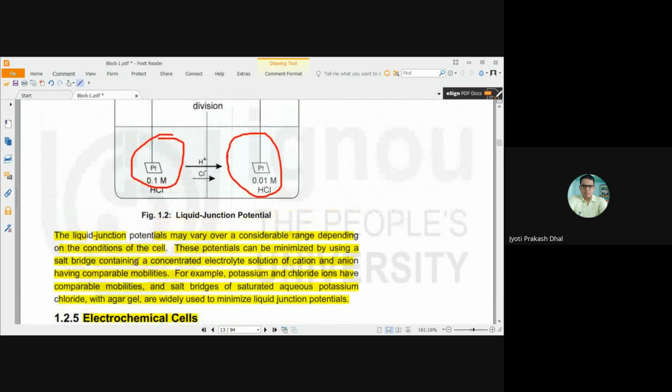Thus, the liquid junction potential may vary over a considerable range depending upon the condition of the cells. This potential can be minimized by using a salt bridge containing a concentrated electrolyte solution of cation and anion having comparable mobility. For example, potassium and chloride ions have comparable mobility, and a salt bridge of saturated aqueous potassium chloride and agar gel is widely used to minimize the liquid junction potential problem.